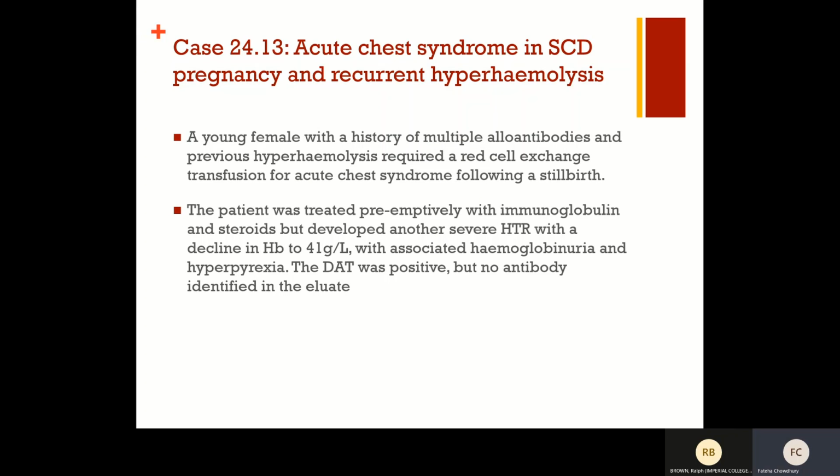So the next case is of a young woman with a history of multiple alloantibodies and previous hyperhaemolysis who needed a red cell exchange transfusion for acute chest syndrome following a stillbirth. The patient was treated preemptively with immunoglobulin and steroids, but developed another severe hemolytic transfusion reaction with a drop in hemoglobin to 41 grams per litre and an associated hemoglobinuria and hyperpyrexia. The DAT was positive, but no antibody was identified in the eluate.